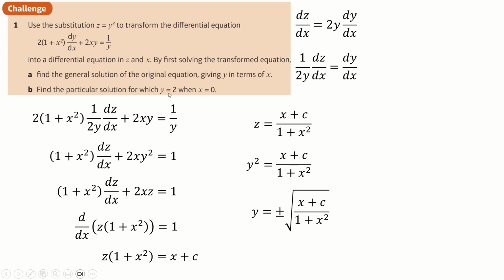Find the particular solution when y is 2 and x is 0, so put 2 here and 0 here, you just get 2 is plus or minus root c over 1, which means c is obviously 4. And yeah, then we can just put that value in there and we'll get the answer. So that one was quite nice.